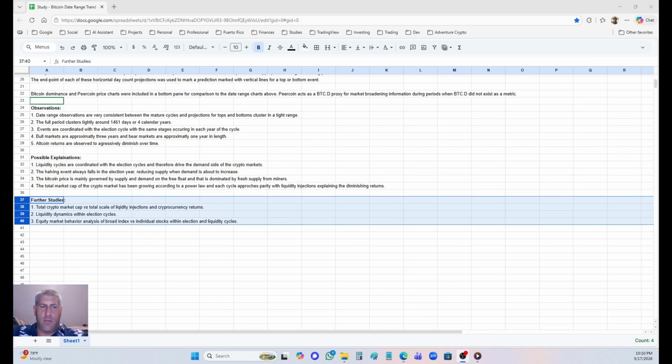Avenues for further studies include total crypto market cap versus total scale of liquidity injections in cryptocurrency returns, liquidity dynamics within election cycles, and equity market behavior analysis of broad index versus individual stocks within election and liquidity cycles.